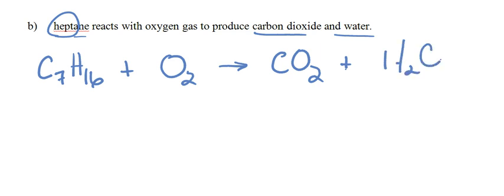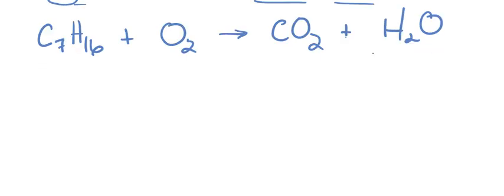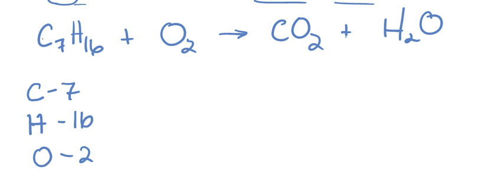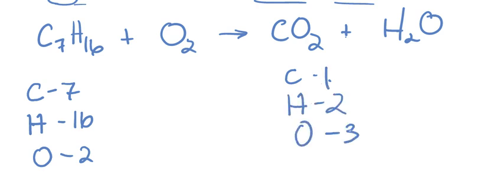Okay. And again, honestly, I don't know how to balance these types of equations other than using the inventory method. So I've got 7 carbon, 16 hydrogen, and 2 oxygen. And there are no oxygens in this compound, the heptane. Carbon I have 1, hydrogen I have 2, and oxygen I have 3.